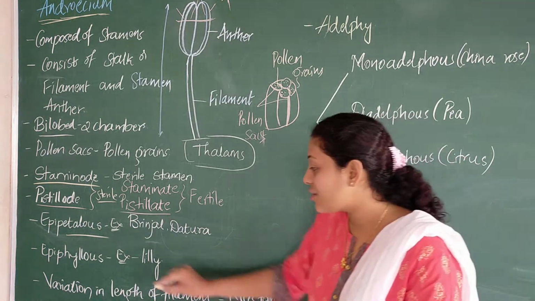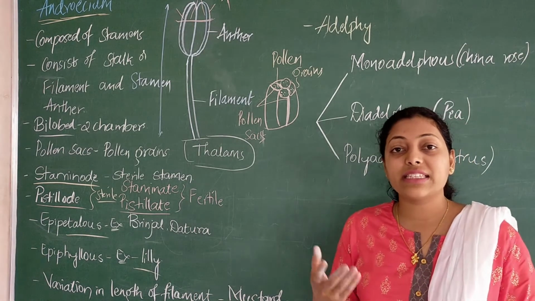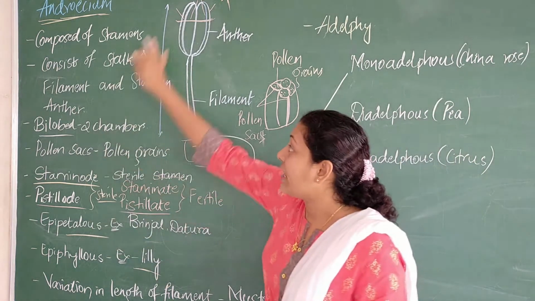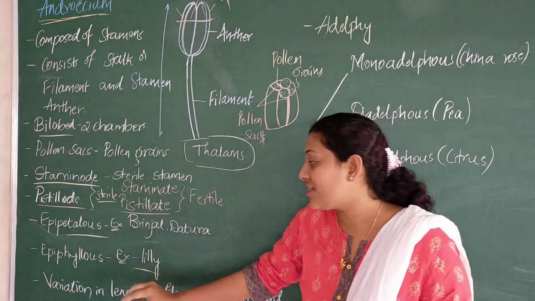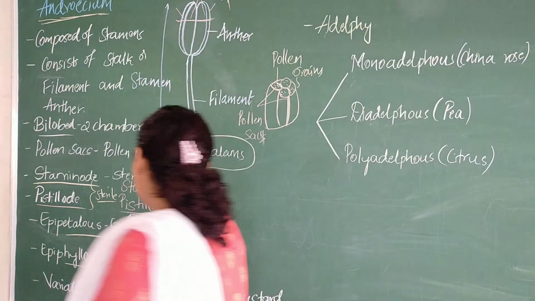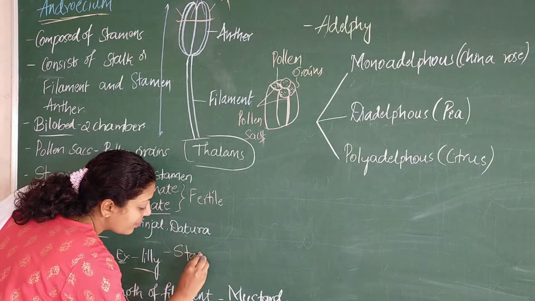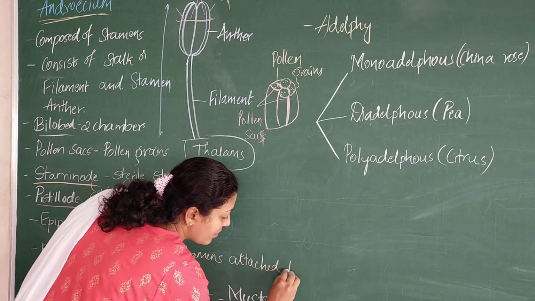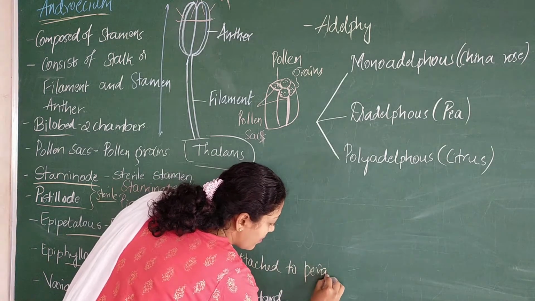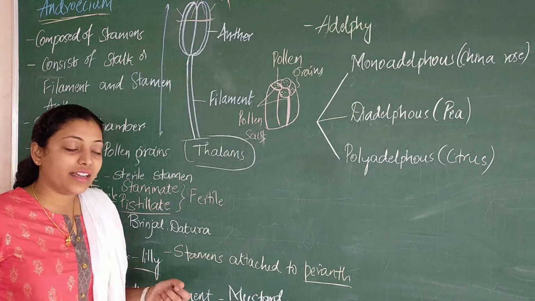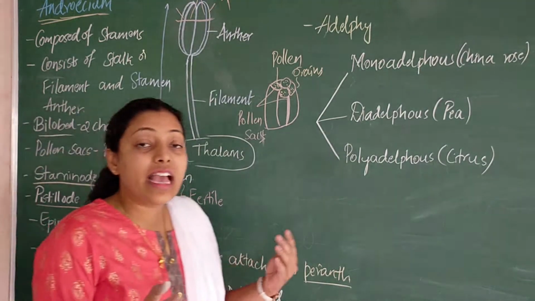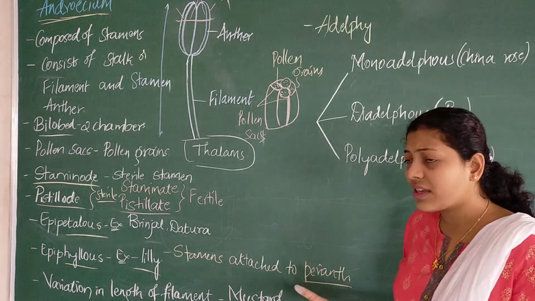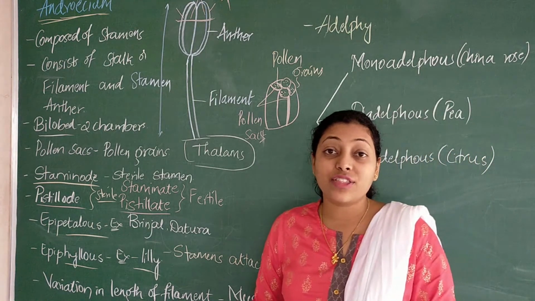Perianth is found in the case of lily, where calyx and corolla are not differentiated and are united together. The region where stamens are attached to the perianth is called epiphyllous. Is it clear? Stamens attached to perianth, as in a lily flower, we call epiphyllous.